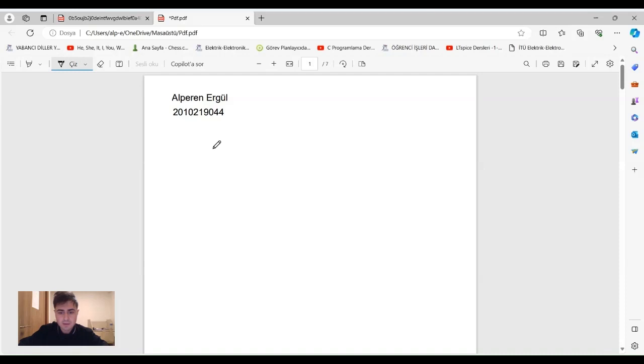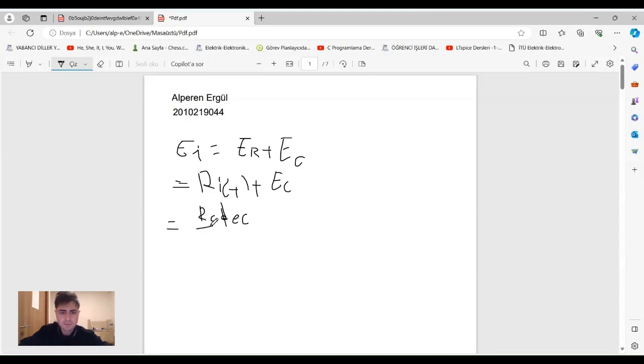Let's start. We must write the equation for E, the resistor R plus the capacitor C, and also R plus C, plus C dot over RC, plus C over RC.